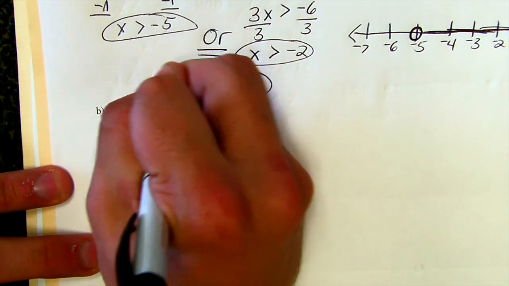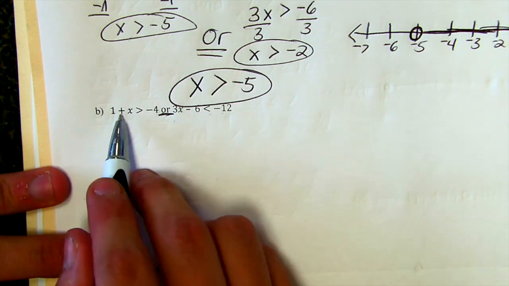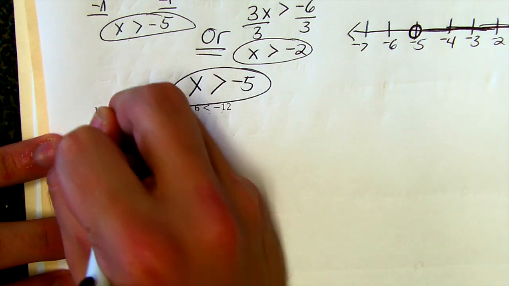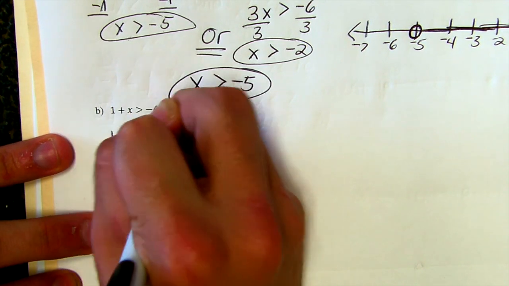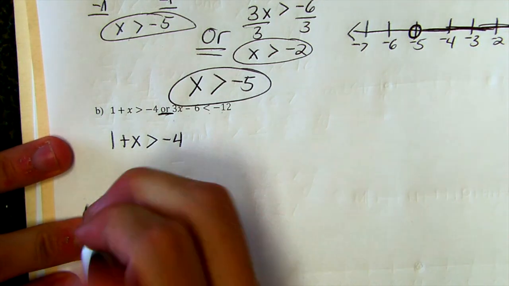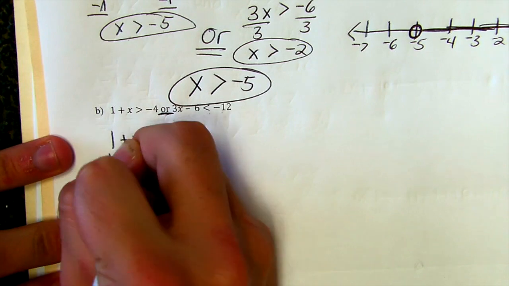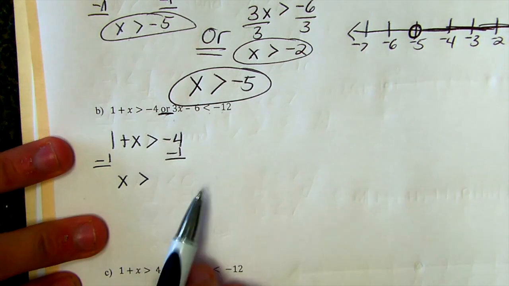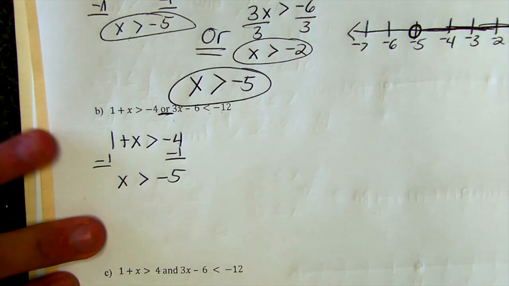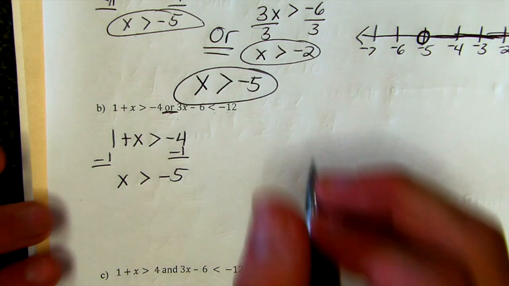b says 1 plus x is greater than negative 4, or, so again we're using or, 3x minus 6 is less than negative 12. So let's go through and solve this first inequality. 1 plus x is greater than negative 4. On both sides, to get what x is, we're going to subtract 1. So we get that x is greater than negative 4 minus 1, which is negative 5.